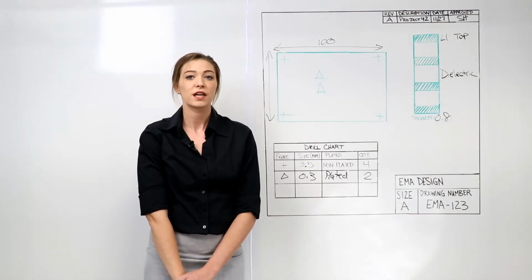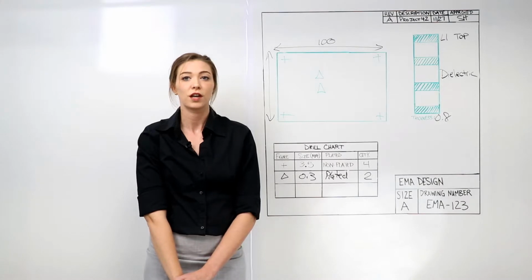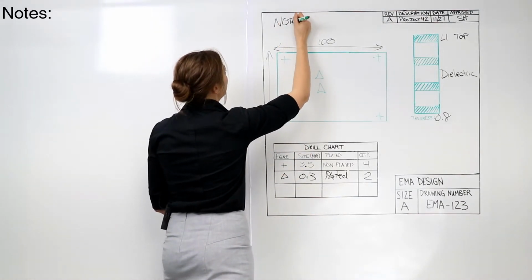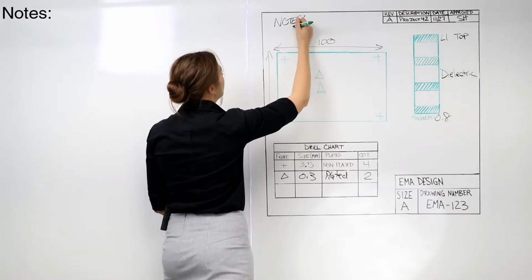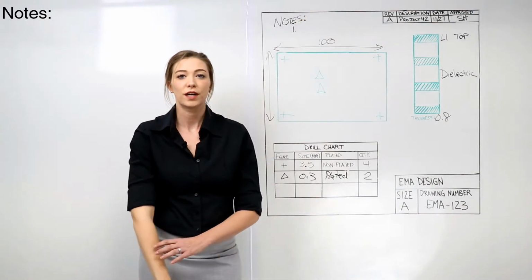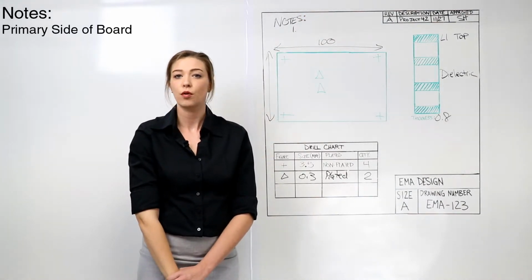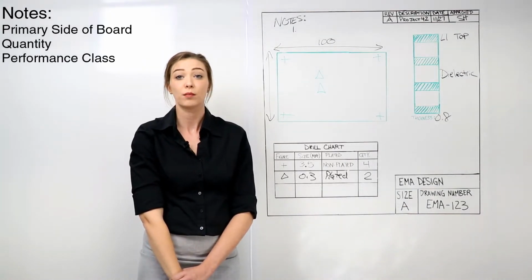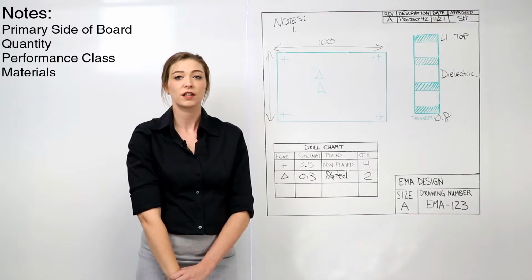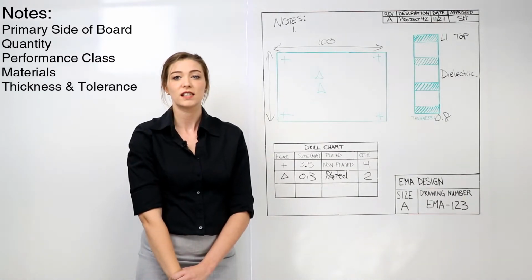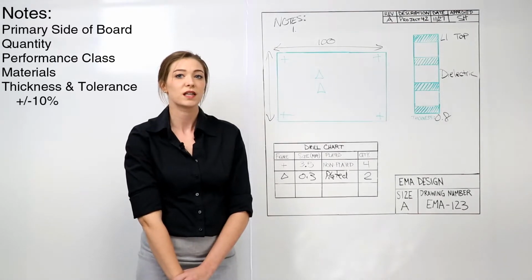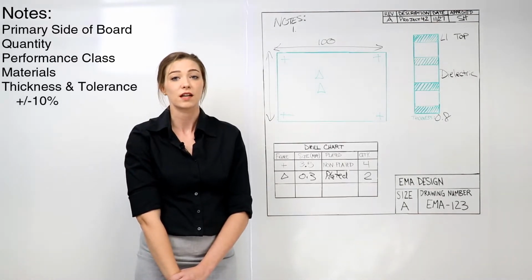There are several fabrication notes that should be included in your drawing if applicable. The notes section is where you can designate the primary side of the board, state manufacturing quantity and performance class of the assembly, define the materials, overall board thickness and tolerance. Please note that the typical tolerance for a board to be acceptable is plus or minus 10%.